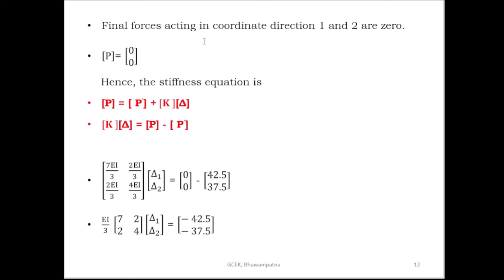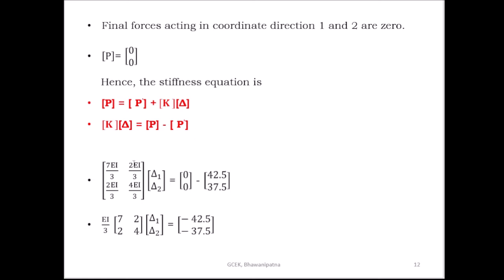Then the final forces acting in the coordinate direction 1 and 2 are 0. There are no forces at coordinate 1 and 2. So P is equal to P1, P2, that is equal to 0, 0. Then the stiffness equation, P is equal to P dash plus K into delta. K is the stiffness matrix, delta is the displacement matrix and P is the force matrix. Then K delta is equal to P minus P dash.